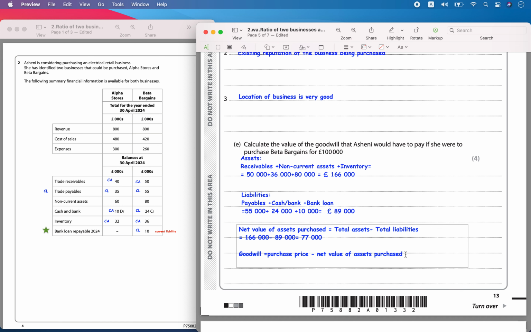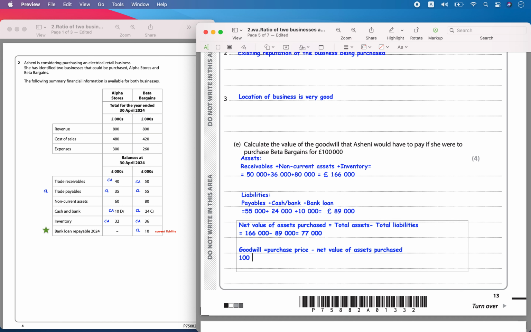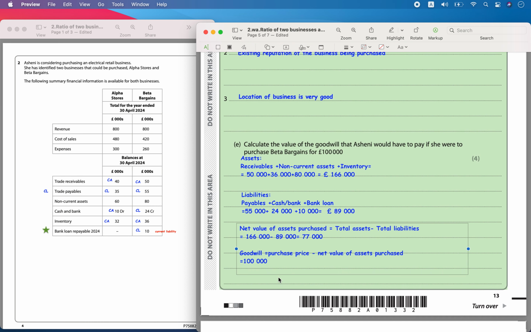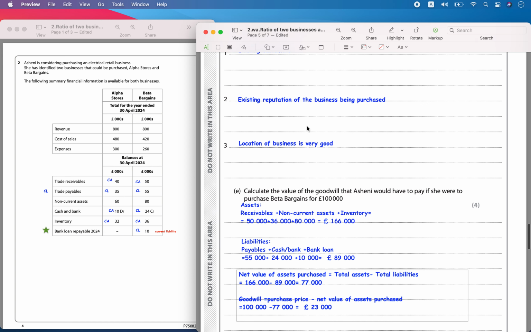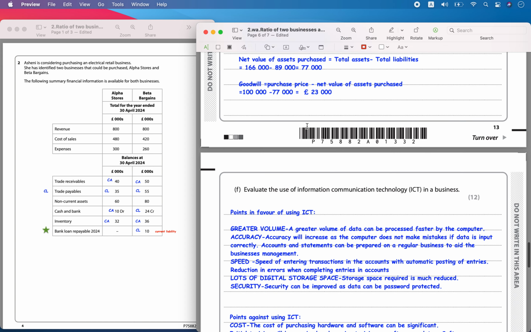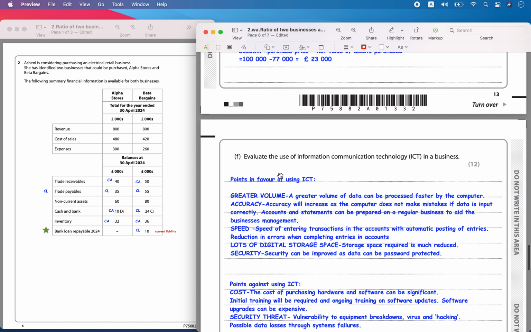Now let's calculate the goodwill. Asheni is ready to offer a 100,000 purchase price, but the business has net assets of 77,000. So the difference, 23,000 pounds, which Asheni is offering, is called the goodwill. It might be due to one of the reasons the business had in its portfolio.